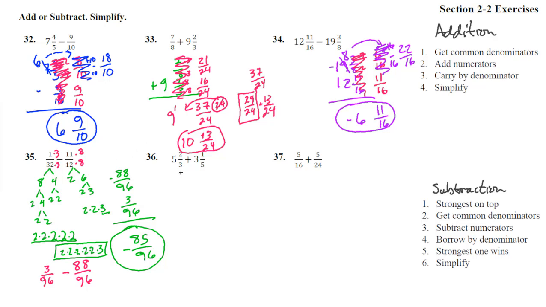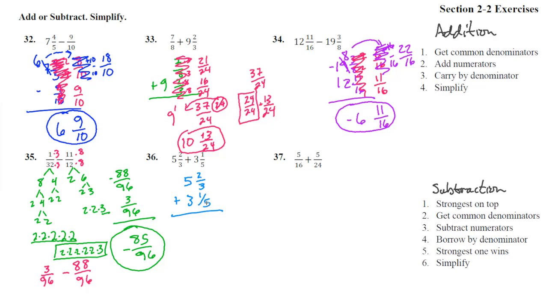Okay, number 36, 5 and 2 thirds plus 3 and 1 fifth. Let's write that out here. 5 and 2 thirds plus 3 and 1 fifth. Oh, look, we just need to get common denominators. We won't need to borrow. We may need to carry, but we don't need to borrow. That's nice. So common denominator between a 3 and a 5.